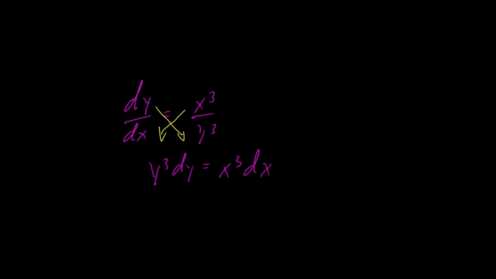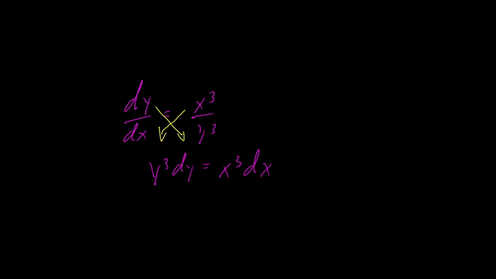Hey guys, today we'll be working with separable first order differential equations. We'll start off with one example with this expression right here, where dy over dx is equal to x cubed over y cubed. Our first immediate step is to bring the variables within their own categories. I want the x's with the x's and the y's with the y's. So let's cross multiply, and as a result we get the following expression right here.